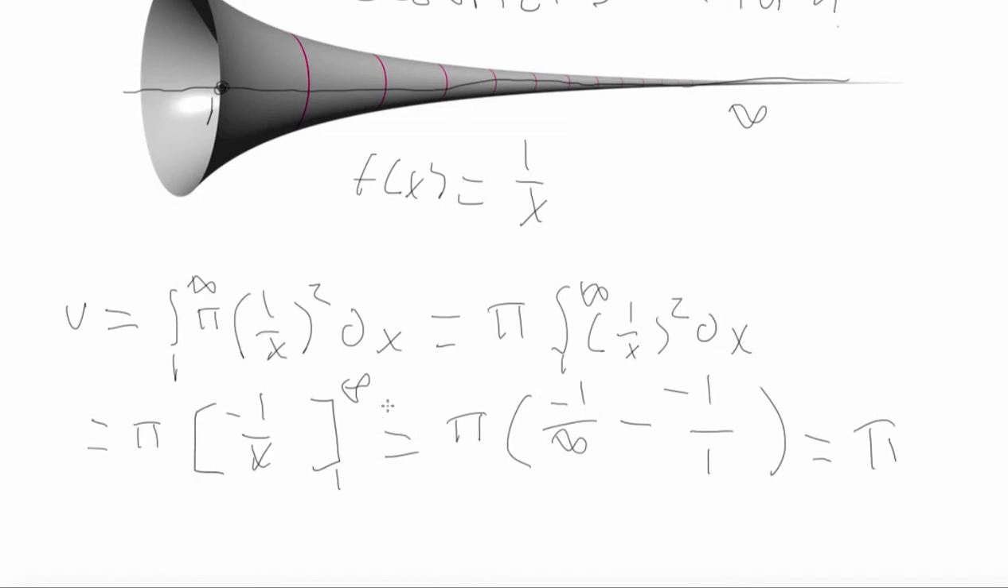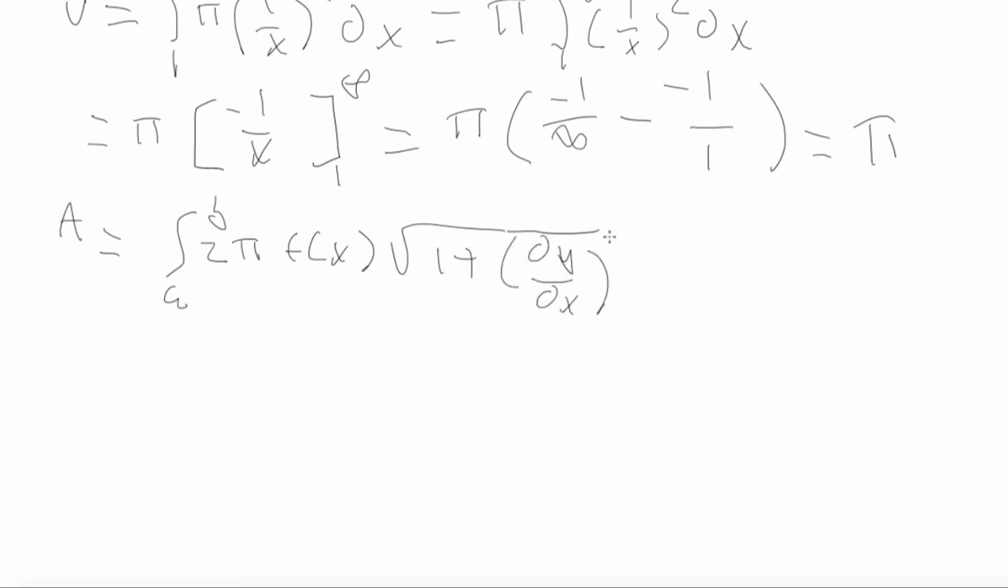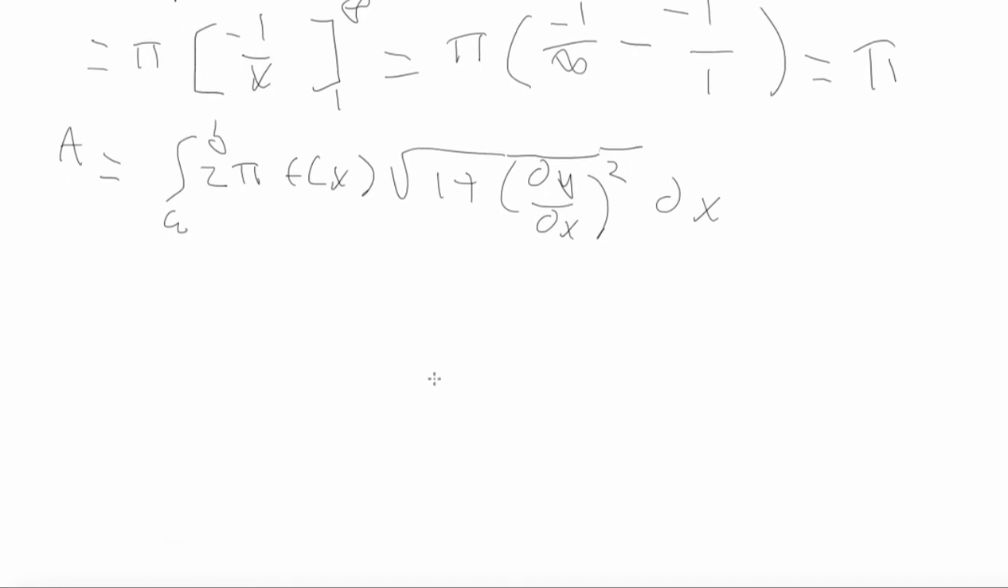So the surface area is a little bit more difficult. The general formula for surface area is the integral from a to b of 2 pi times f of x times the square root of 1 plus dy dx squared dx. So that is the formula for surface area. We can apply this to Gabriel's horn and find the surface area.